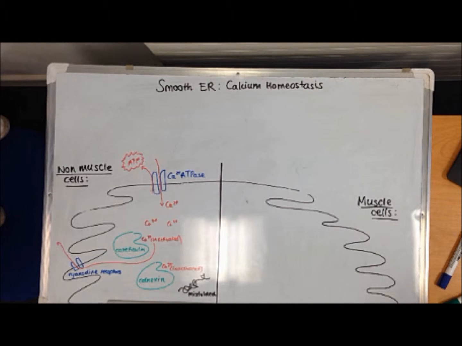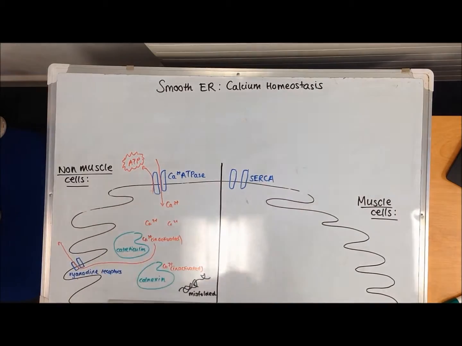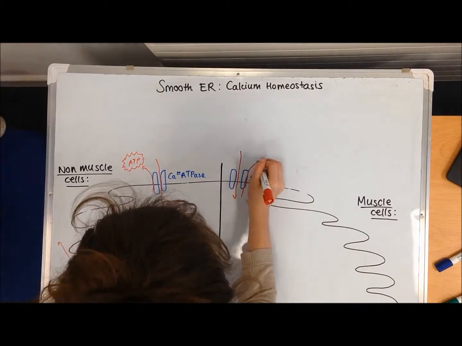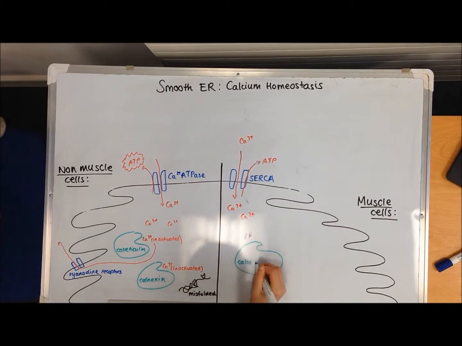In muscle cells, the endoplasmic reticulum is called the sarcoplasmic reticulum. This has the important job of muscle contraction, so calcium storage is very important for sustained contraction. The calcium enters by a specialized calcium ATPase called SERCA, and inside the lumen is stored with calsequestrin. It leaves by the same route of ryanodine receptors as in the non-muscle cell.